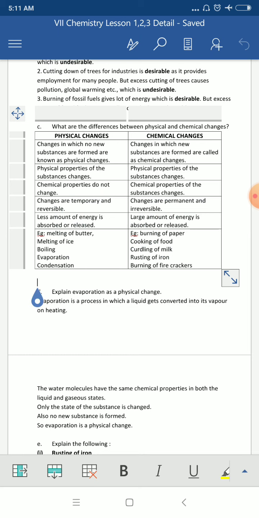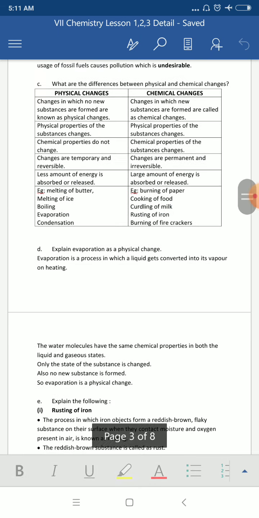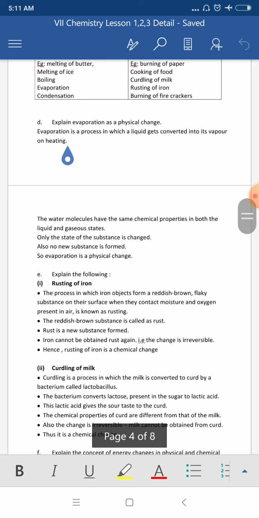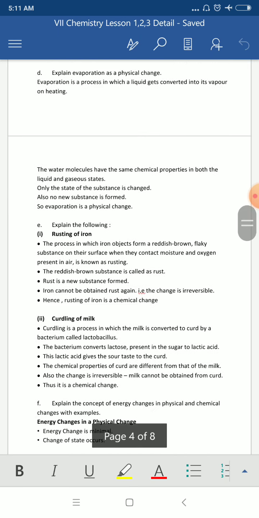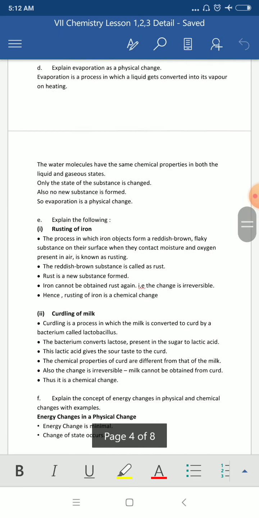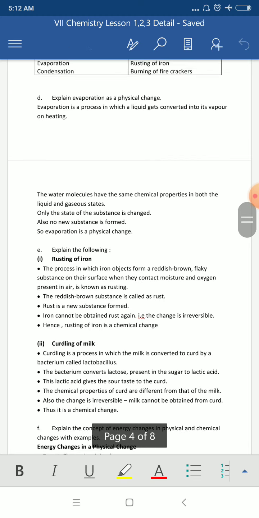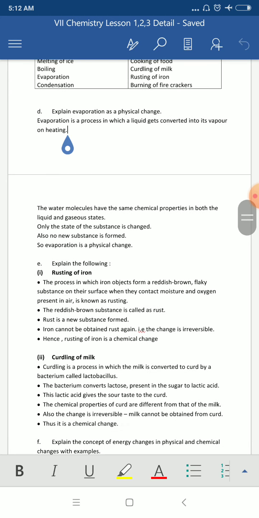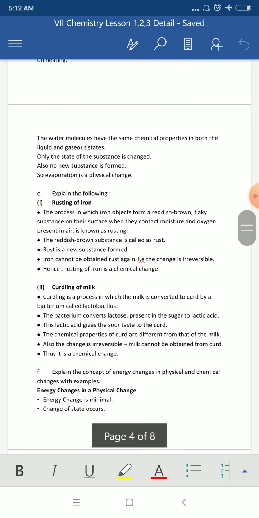Okay, now coming to the fourth question, explain evaporation as a physical change. Let's give the definition for evaporation. What is evaporation? Evaporation is a process in which a liquid gets converted into its vapor on heating. Okay, now coming to the water molecules, they have the same chemical properties. Okay, they have the same chemical properties in both liquid and gaseous state.